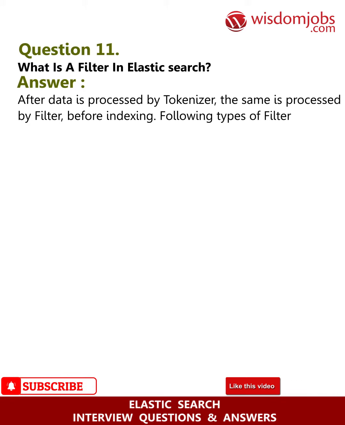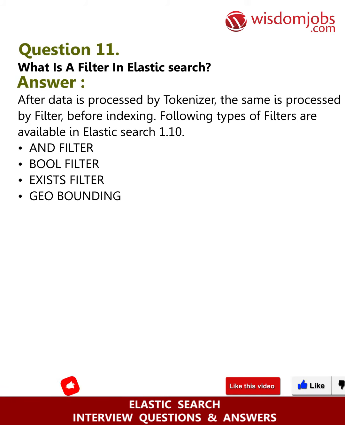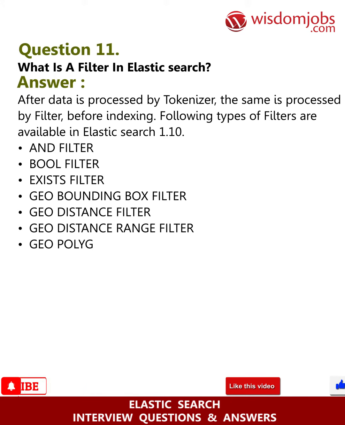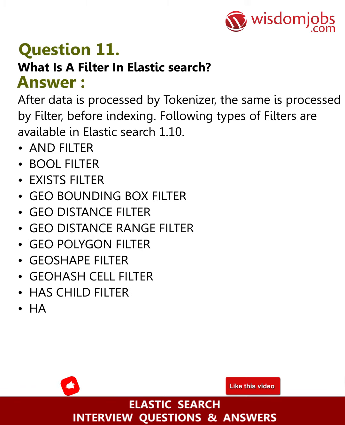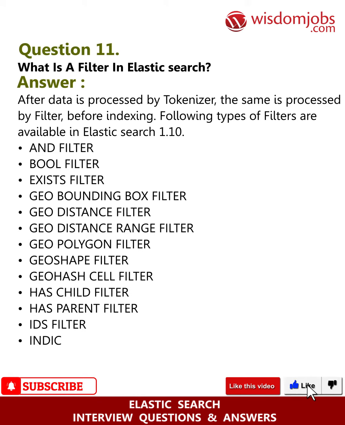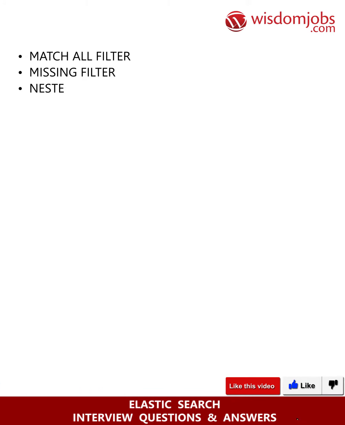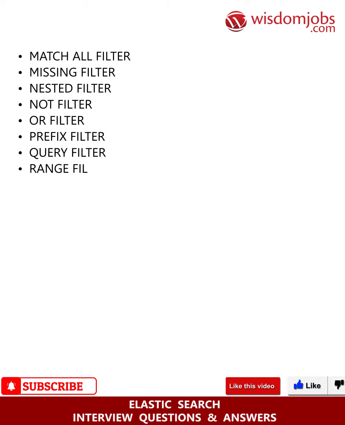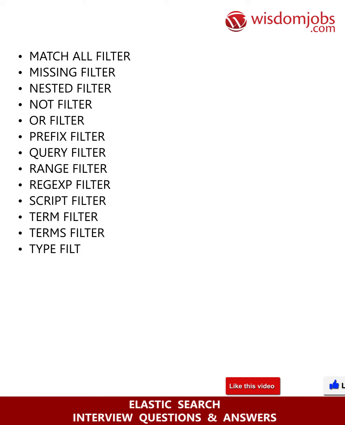Following types of filters are available in Elasticsearch 1.10: and filter, bool filter, exists filter, geo-bounding box filter, geo-distance filter, geo-distance range filter, geo-polygon filter, geo-shape filter, geohash cell filter, has child filter, has parent filter, IDs filter, indices filter, limit filter, match all filter, missing filter, nested filter, not filter, or filter, prefix filter, query filter, range filter, regex filter, script filter, term filter, terms filter, type filter.